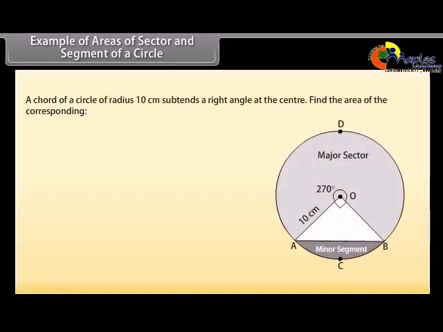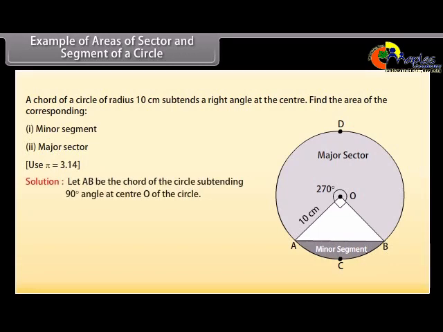Example of areas of sector and segment of a circle. A chord of a circle of radius 10 cm subtends a right angle at the center. Find the area of the corresponding 1, minor segment, 2, major sector. Use pi as 3.14. Solution.